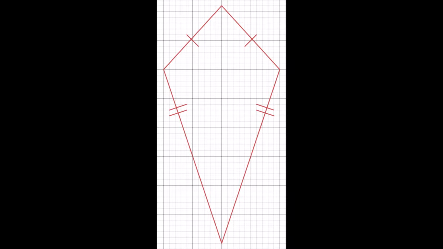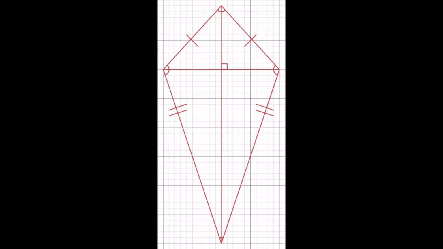Next, let's talk about kites. A kite has two pairs of congruent sides that intersect one another. This makes for some interesting properties. The two shorter sides intersect at an angle larger than that of the two longer sides. The angles formed between the intersections of a short side and a long side are congruent.